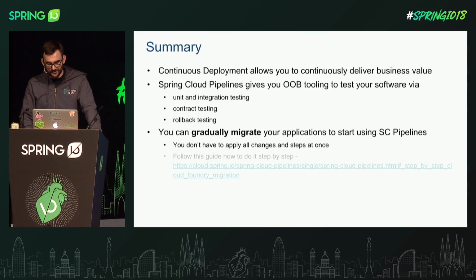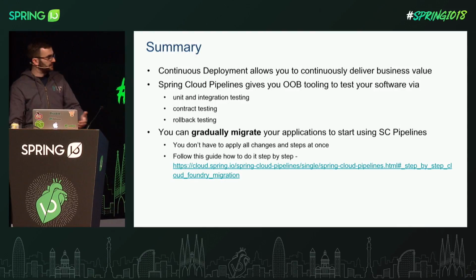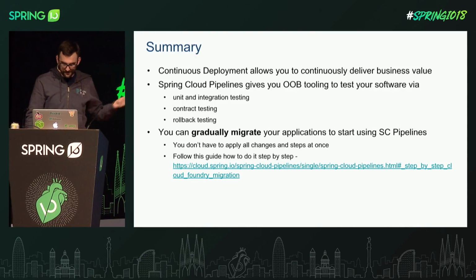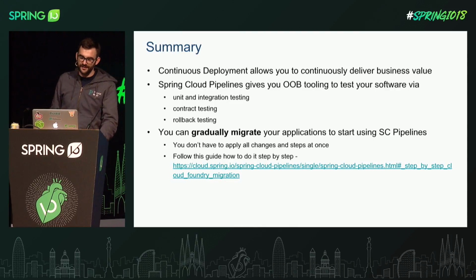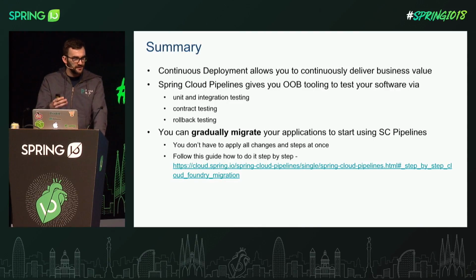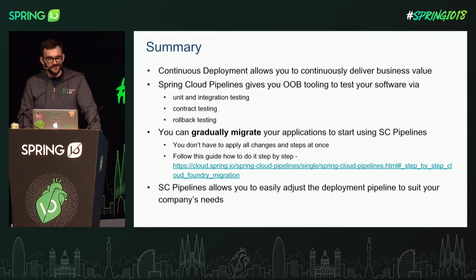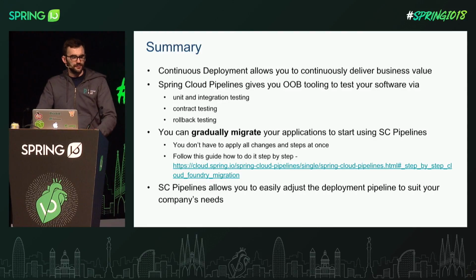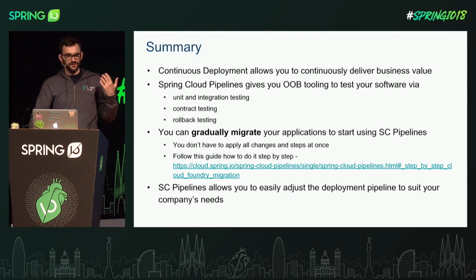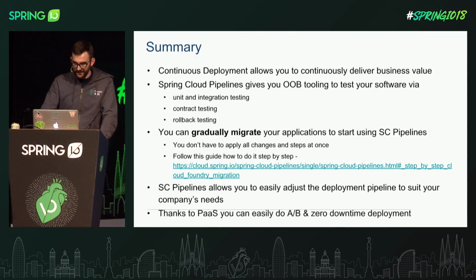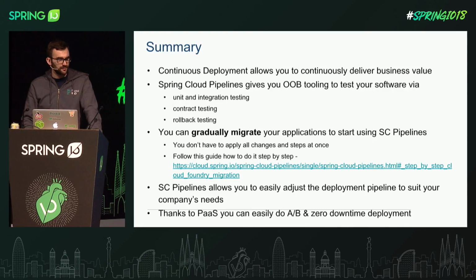You don't have to apply all the changes, and Cora Iberclyde has created, as part of the documentation, a step-by-step Cloud Foundry migration guide, where she shows an app that is, let's say, sort of a legacy app, and she migrates it gradually to work with Spring Cloud Pipelines. Spring Cloud Pipelines gives you hooks in Bash to override your stuff the way you please. Since it's convention-based, working with tasks and profiles, you can define what those mean in your company. And if you're using a PaaS, you can easily do AB and zero downtime deployment.